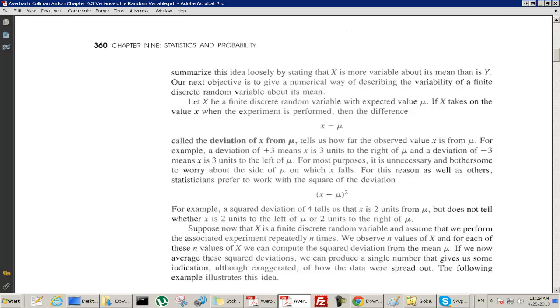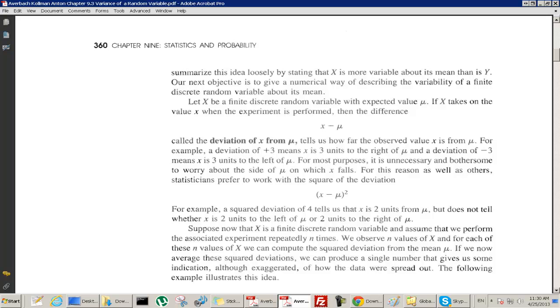We can summarize this idea loosely by stating that x is more variable about its mean than is y. Our next objective is to give a numerical way of describing the variability of our random variable about its mean. Let x be a finite discrete random variable, as we already talked about, with expected value mu. If x takes on the value x when the experiment is performed, so if we perform the experiment once, we can define the difference x minus mu.